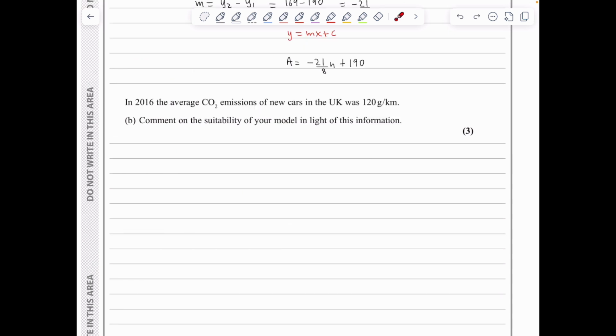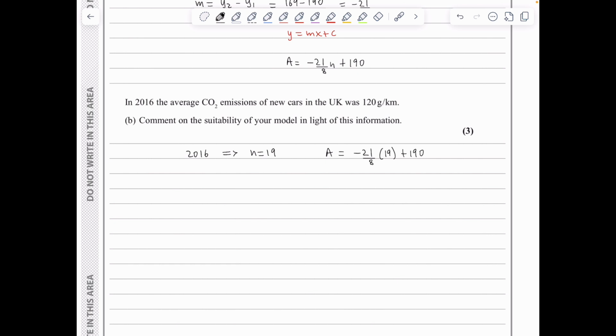Now in 2016, the average emissions of new cars was 120 grams per kilometer, and we need to comment on the suitability of the model in light of this information. So 2016 is 19 years after 1997, so n is 19. We will substitute this into the model we just obtained in part A. So we're looking at A being equal to minus 21 over 8 times 19 plus 190.